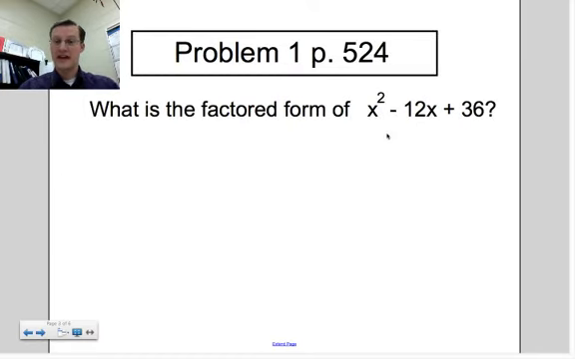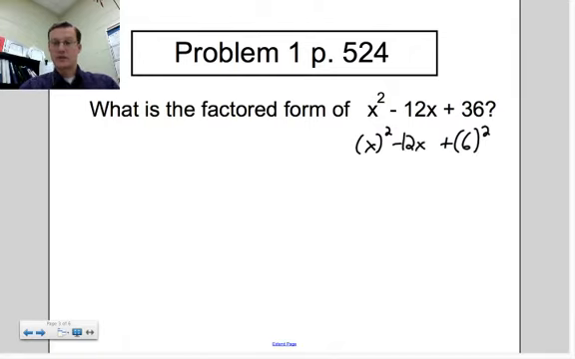What's a factored form of x squared minus 12x plus 36? Well, the first thing I'm going to check is, is there a GCF? Is there something in common? We have an x, 2, 3, 2, 3. No, there's nothing in common. So is this a perfect square? Yes, it's x squared. Is this a perfect square? Yeah, 6 squared.